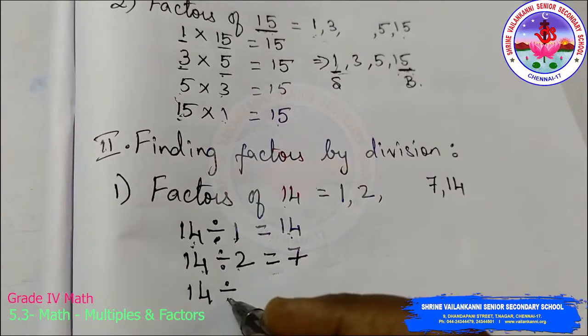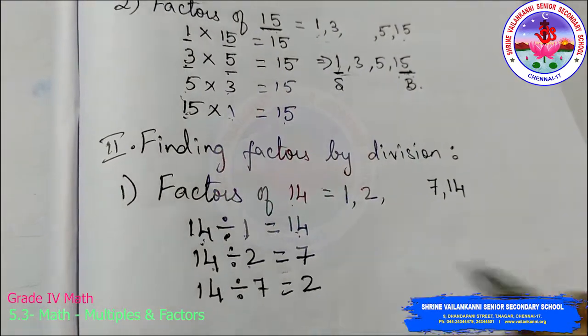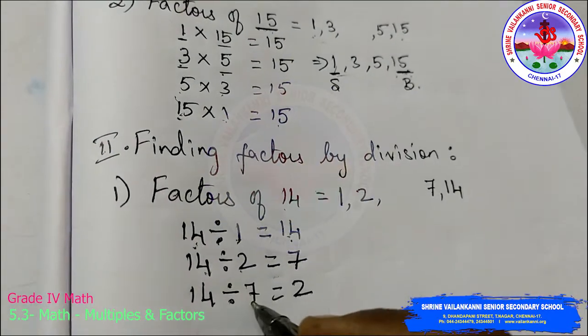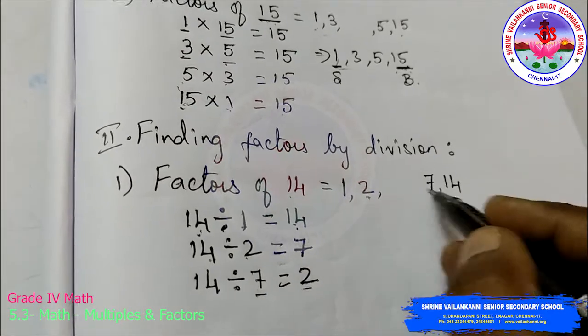14 divided by 7. How many times will we get 14 in the 7 table? 2 times. Yes. So here, if you see, 7, 2. This 7 and 2 we have already written.